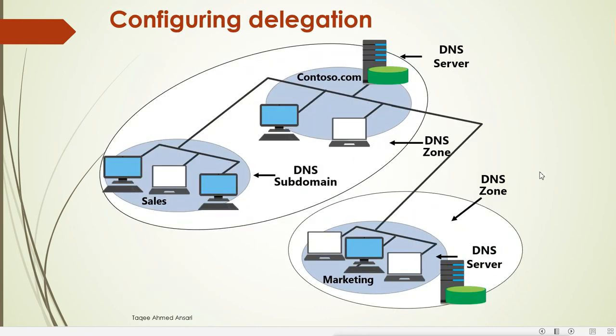Then configuring the delegation. Delegation means the domain is delegated to a particular DNS server, that means the DNS server which can resolve the records of that particular domain. That happens for the subdomains. Now when we create an Active Directory forest, we have the root domain, and then we have the child domains, or we can say the subdomains. But remember, DNS is separate from Active Directory, but Active Directory is not separate from DNS.